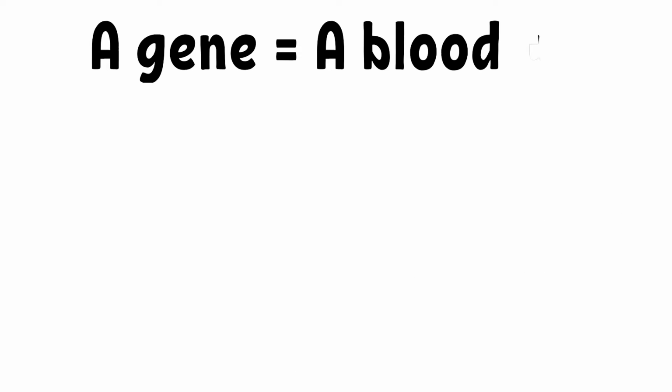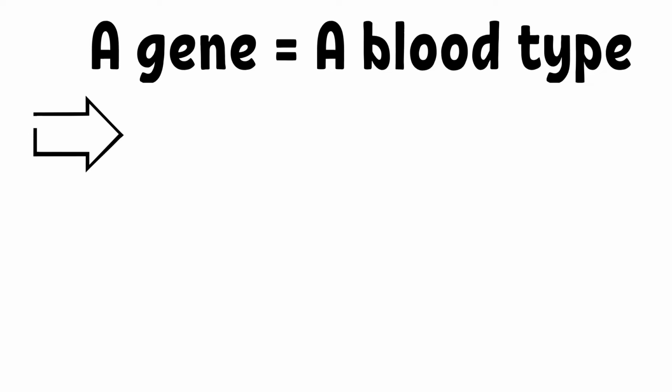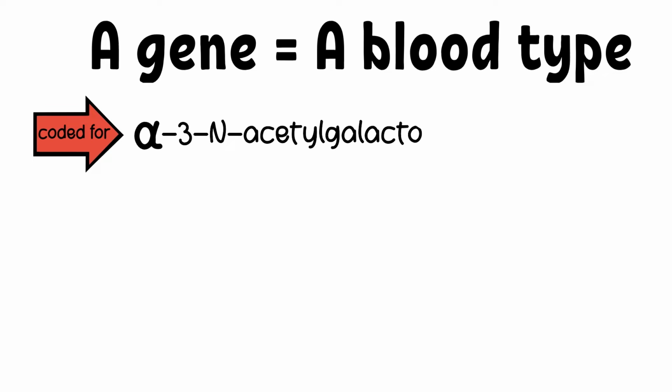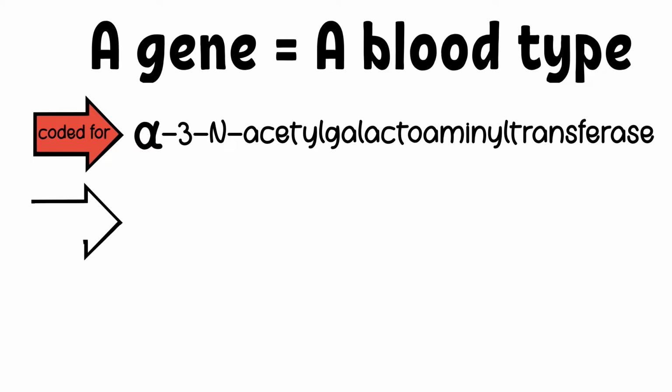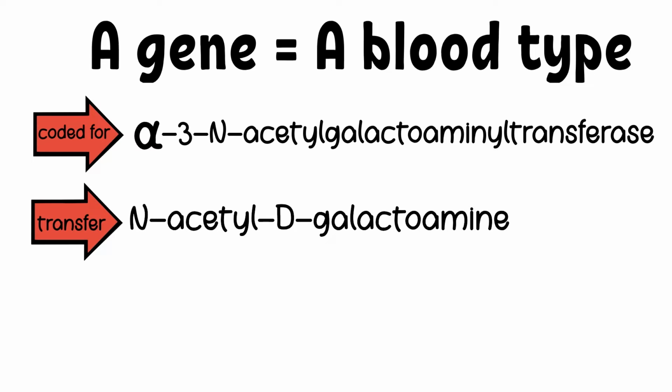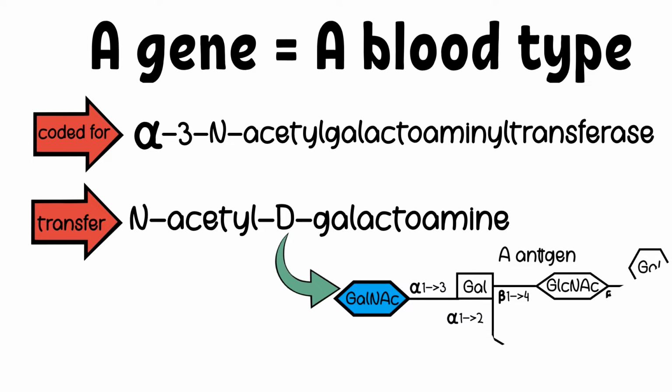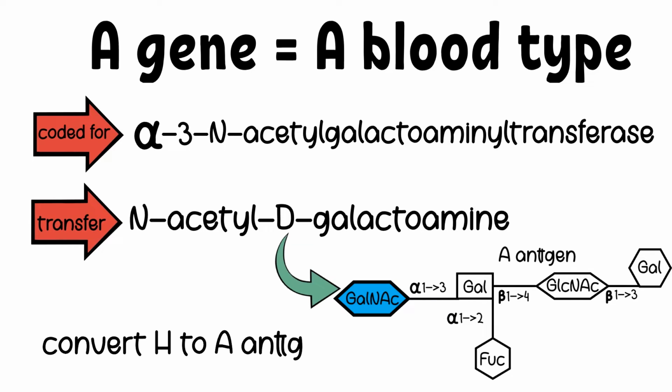Next, the A gene. People with the A gene are able to make an enzyme called alpha-3-N-acetylgalactosaminyltransferase, which transfers N-acetyl-D-galactosamine at an alpha-1,3 linkage to the subterminal galactose of the H antigen. This attachment changes the H antigen to an A antigen, and now the individual is referred to as having an A blood group.